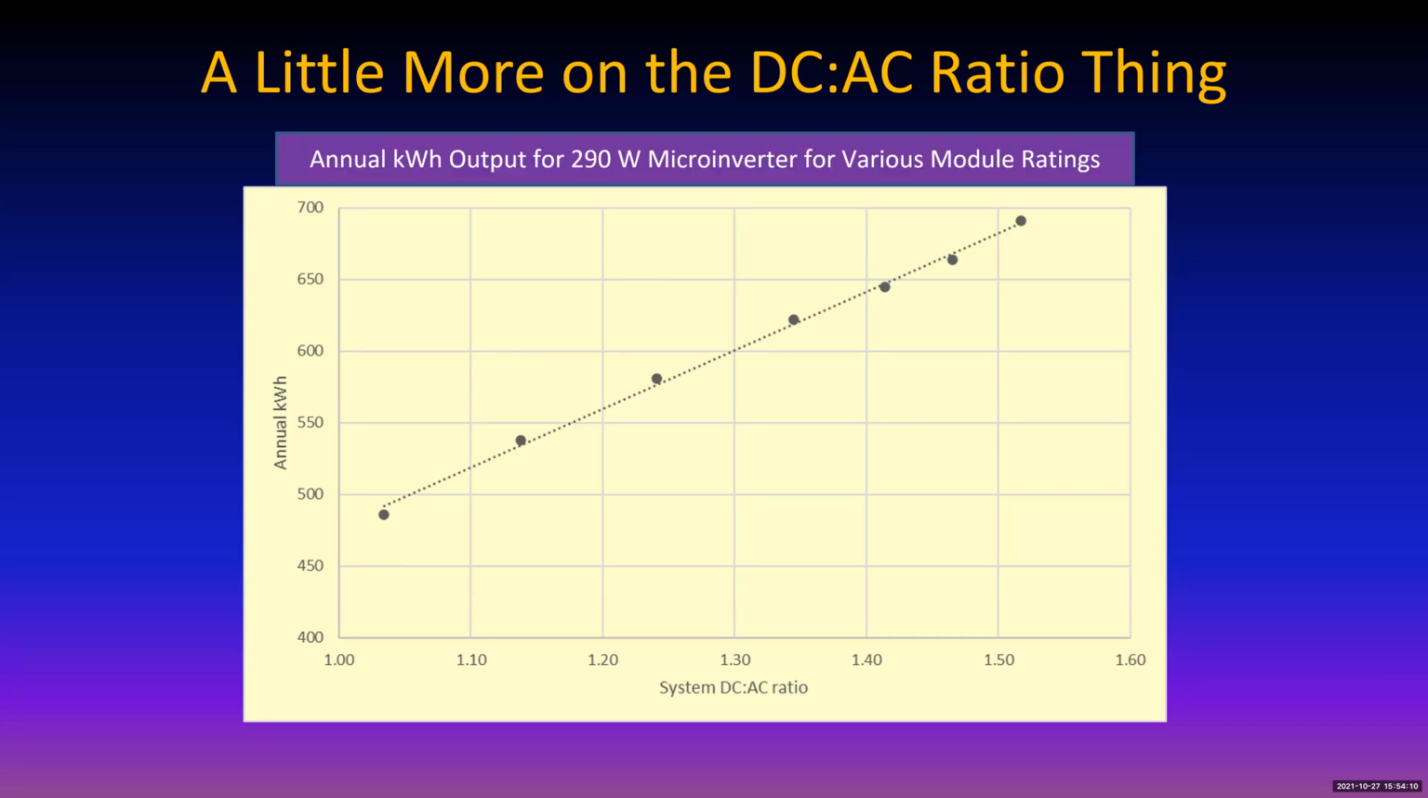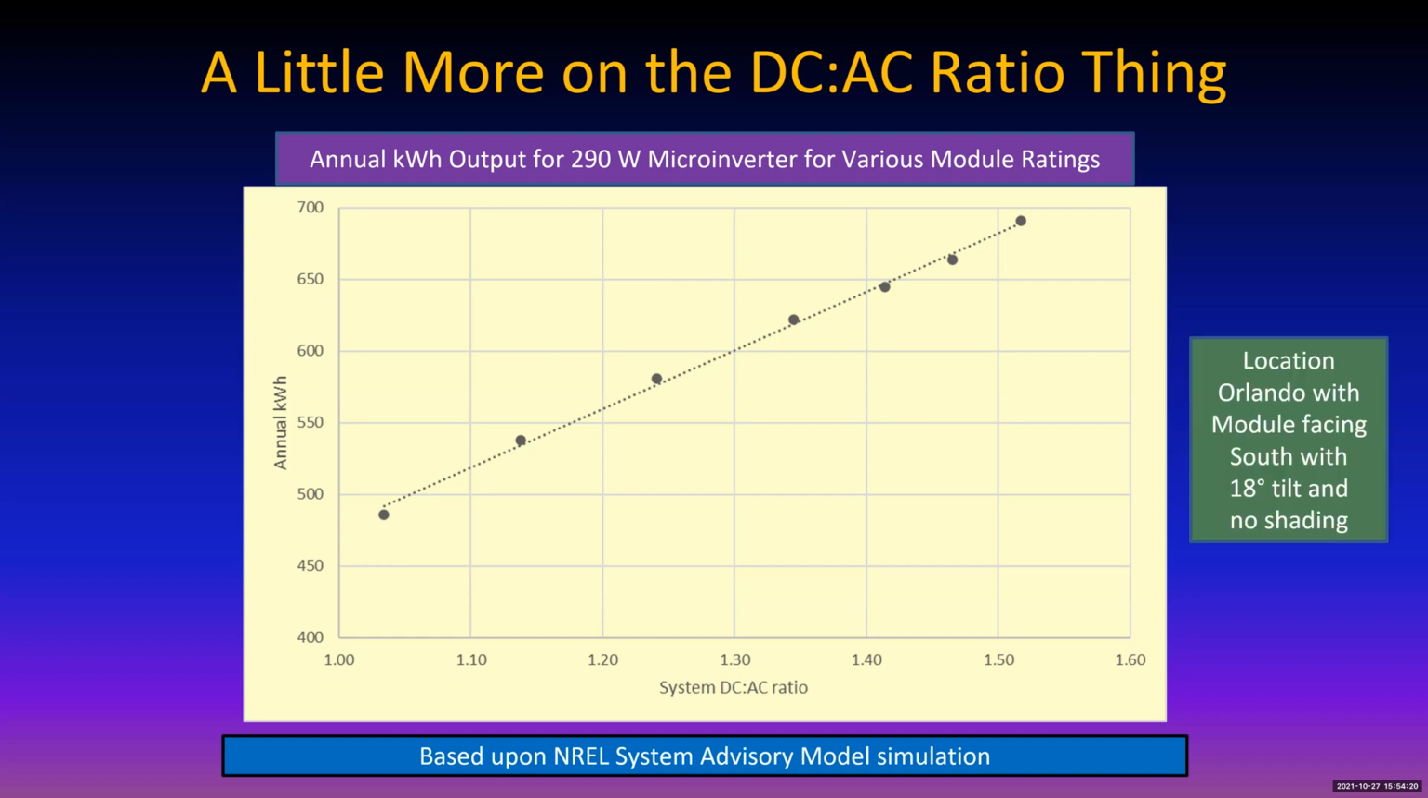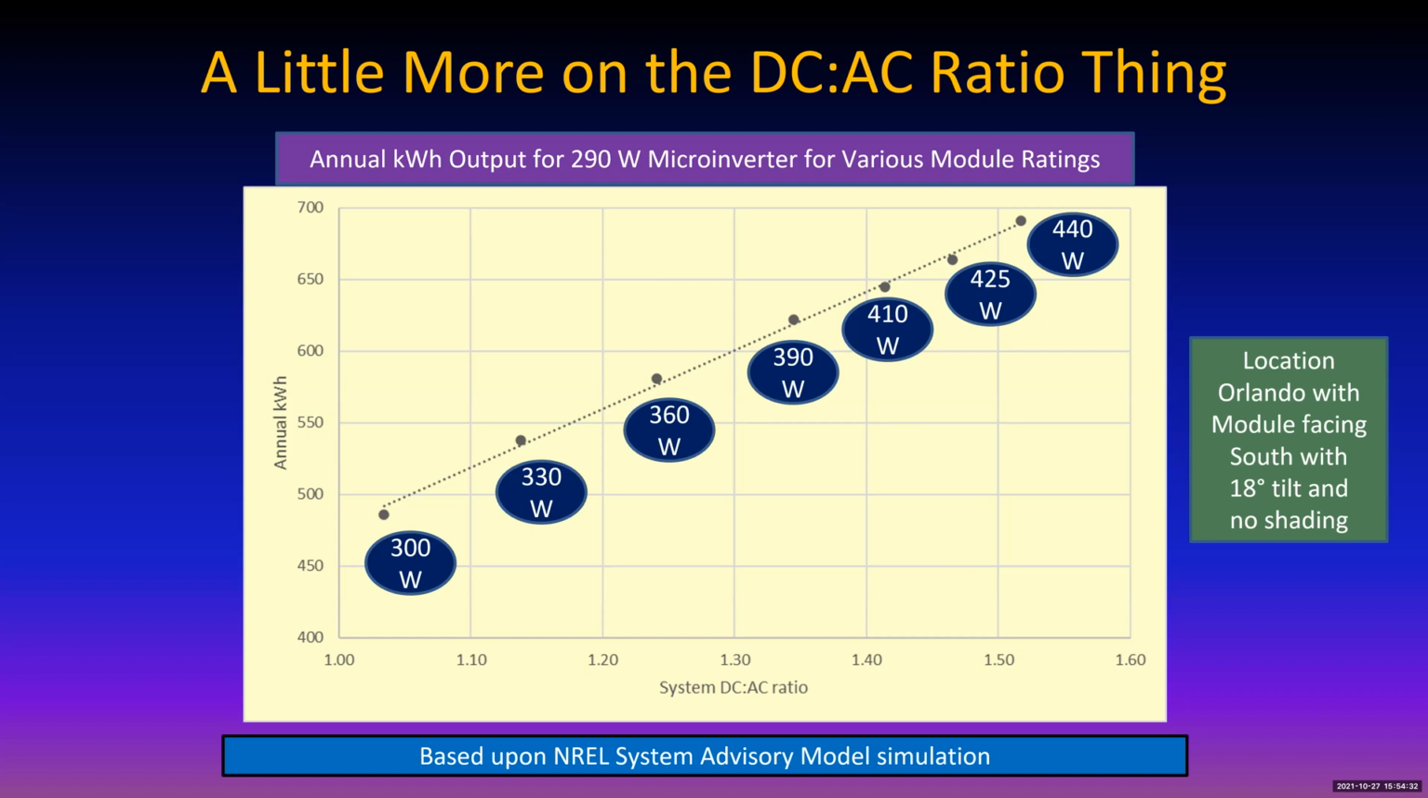So what we have here is different modules connected. And this is based on a simulation with the National Renewable Energy Lab's SAM. And it's in Orlando with module facing south with an 18-degree tilt. Let's see, that's a 4/12 roof, no shading. And here's what you get. All the way up from 300 watts to 440 watts modules, you get a linear increase in output power.